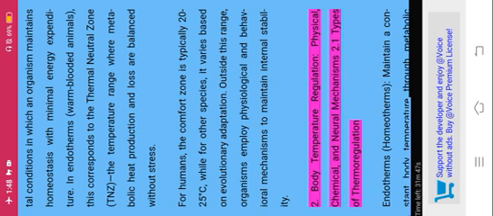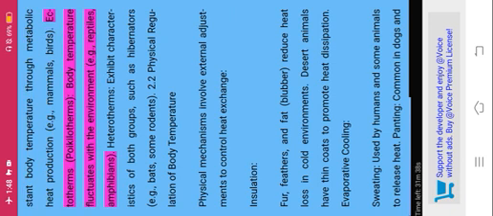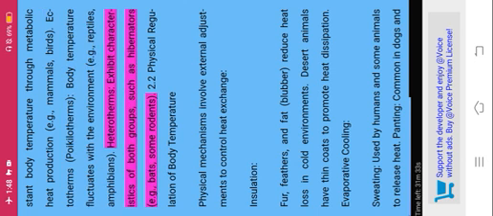2.1 Types of thermoregulation. Endotherms, homeotherms, maintain a constant body temperature through metabolic heat production, e.g., mammals, birds. Ectotherms, poikilotherms, body temperature fluctuates with the environment, e.g., reptiles, amphibians. Heterotherms exhibit characteristics of both groups, such as hibernators, e.g., bats, some rodents.